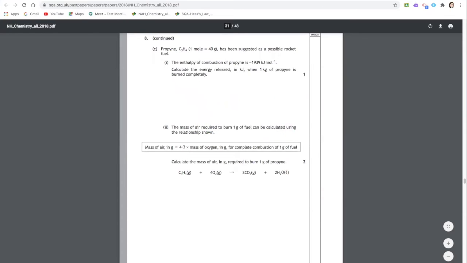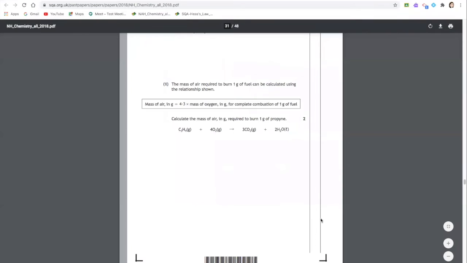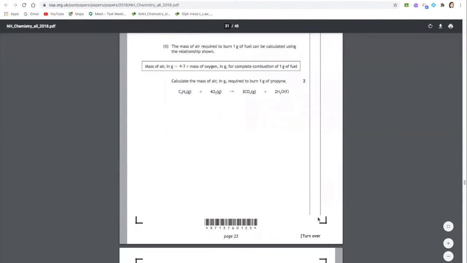Okay, so then part 2, calculate the mass of air in grams required to burn 1 gram of propane. So you're just using this relationship that you're given in this equation. So we are trying to work out the mass of air. So that is 4.3 times the mass of oxygen for complete combustion. So we need to work out how much oxygen we need first.